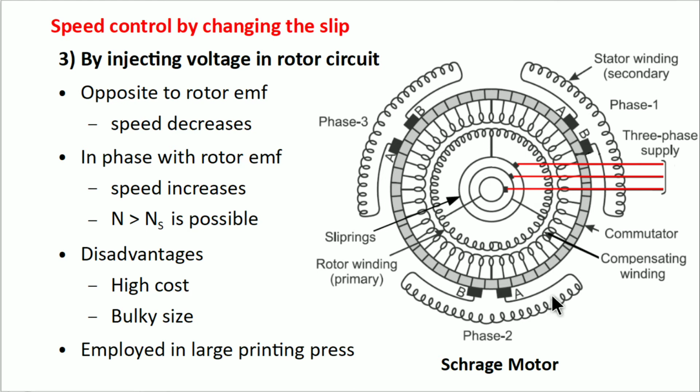So next method is, in this case we have injected voltage in the rotor circuit. Here these windings are actually representing the rotor winding in an ordinary motor, but in this case these are mounted on the stator. EMF is injected in these windings, which is induced in compensating winding, and its direction as well as magnitude is controlled by changing the position of brush set A and brush set B. This is the speed control by changing slip.